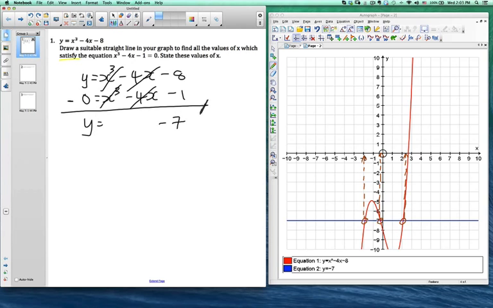So now you got the equation of the straight line easily. This one is the equation of the straight line: y equals negative 7. Then you just draw it. Alright, it's not really difficult, right?